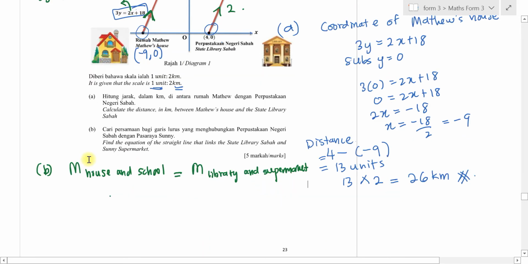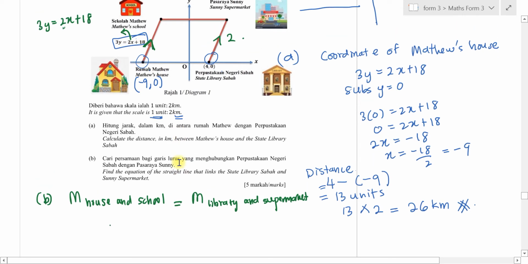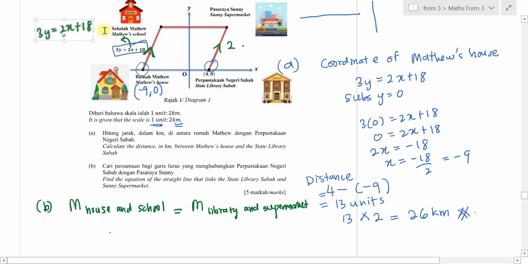So for the library and supermarket, we need to find the gradient. So 3y equals 2x plus 18. Many people see the equation and say 2 is the gradient, but you cannot. It must be arranged in the y equals mx plus c format first.